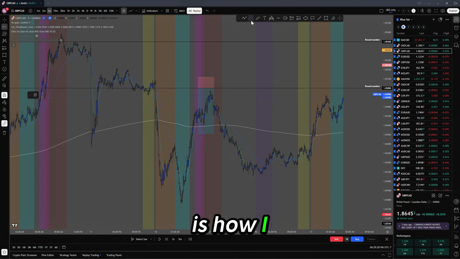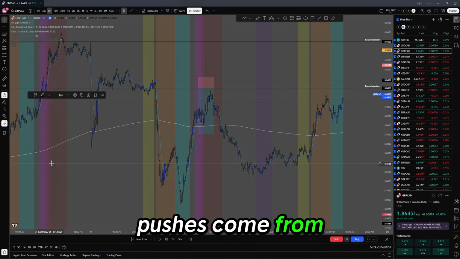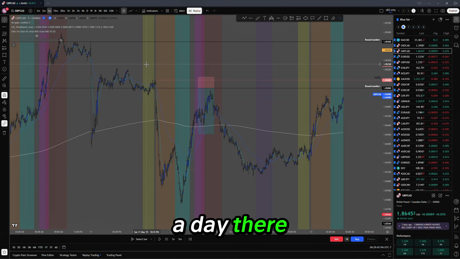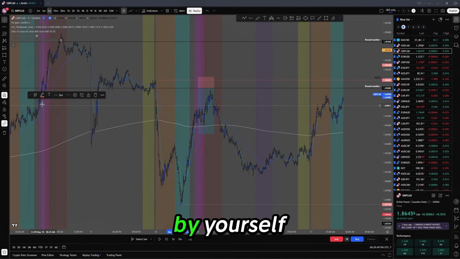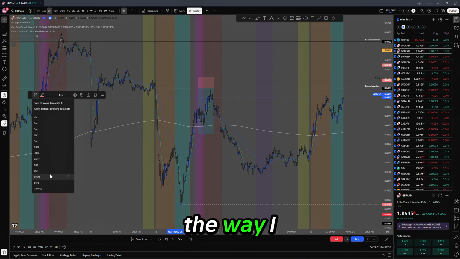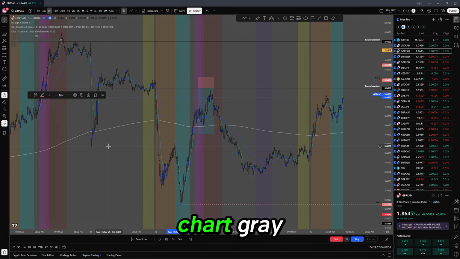And this is how I do it. You're going to do it within a session. So these gray areas here are outside of a session. The reason why we do it within session is because we want the volume. And this is where likely the pushes come from. So boom, we have a high of day there, and you're gonna notice how I color differentiate them. Now, if you're doing this by yourself, you don't have to color code them the way I do it. I just recommend doing whatever's clean. I have this chart gray because I don't like staring at a white screen. It's too bright. I'm too sensitive.